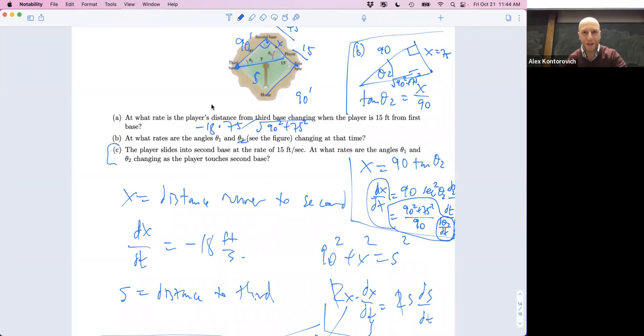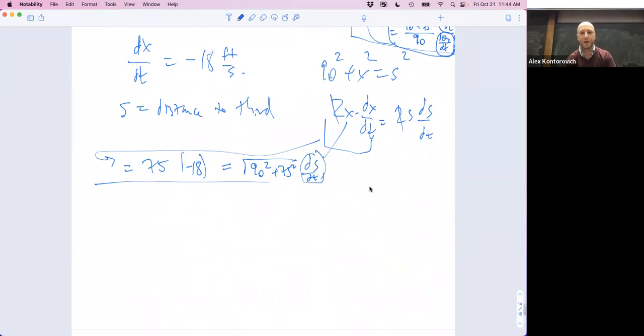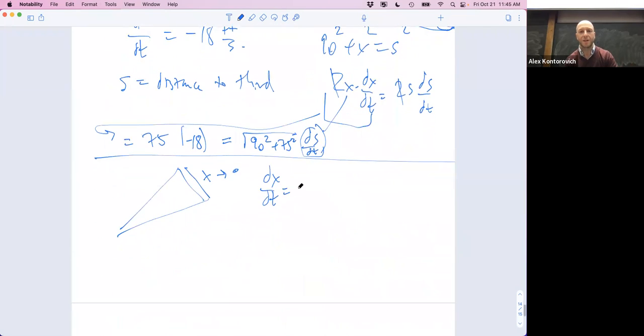The last problem, okay, I'll draw a new picture. The player slides into second base going 15 feet per second. You don't slide as fast as you run, I guess. And at what rate are the angles changing? It's the same picture. When you're sliding into second base, that's when x is going to 0. dx/dt, the speed at which we're sliding into second, is negative 15 feet per second.